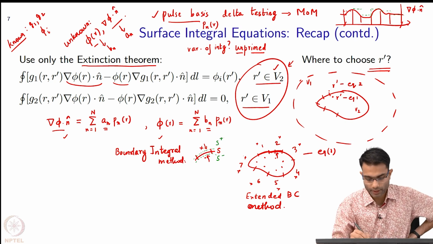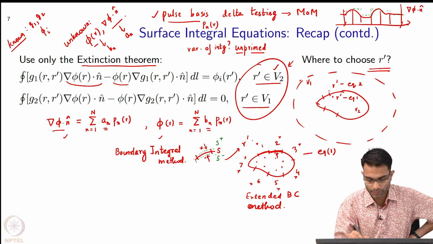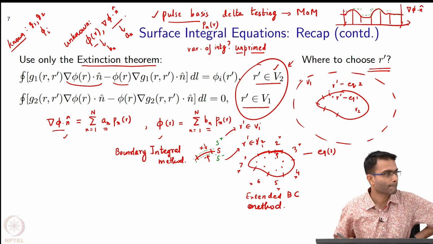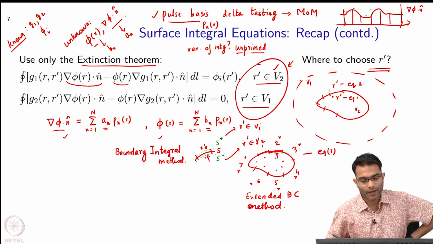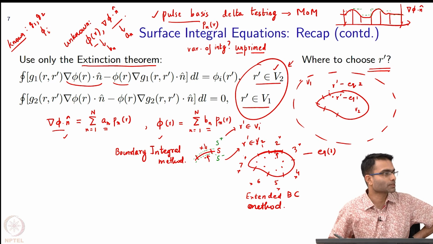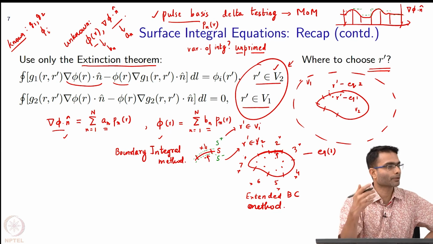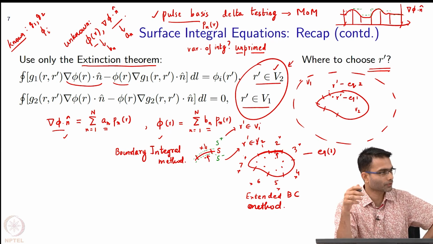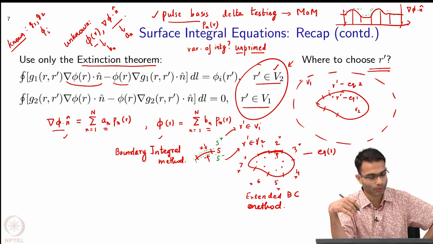So, S minus is for r prime belonging to V2 and S plus is for r prime belonging to V1. That is what we have done. Now, why I need to define this S plus and S minus will become clear as I go. I may as well just have said pick the midpoint, why tell you about S plus and S minus. That will become clear as we go along.